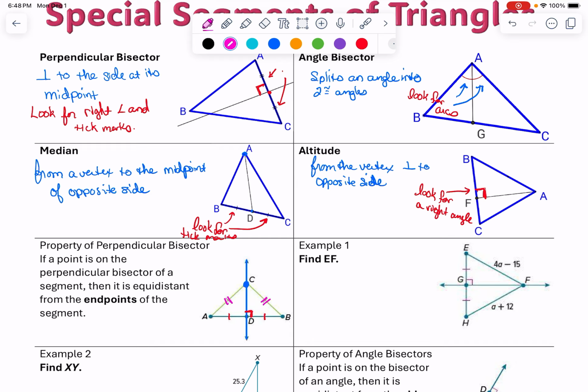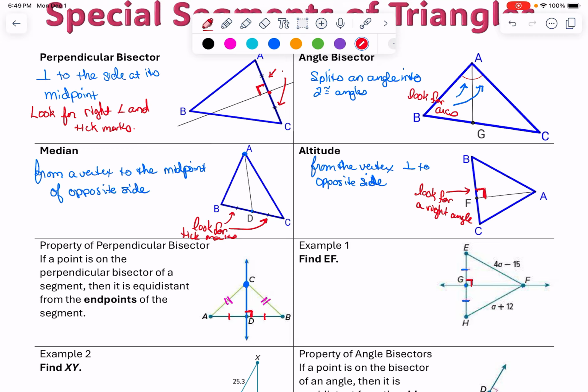So let's try it out. For example 1, we want to find the distance between E and F. So we notice that FG is a perpendicular bisector. We see a single tick mark, meaning G is the midpoint, and we have a right angle showing that not only is it going through the midpoint, but it's perpendicular to that segment.